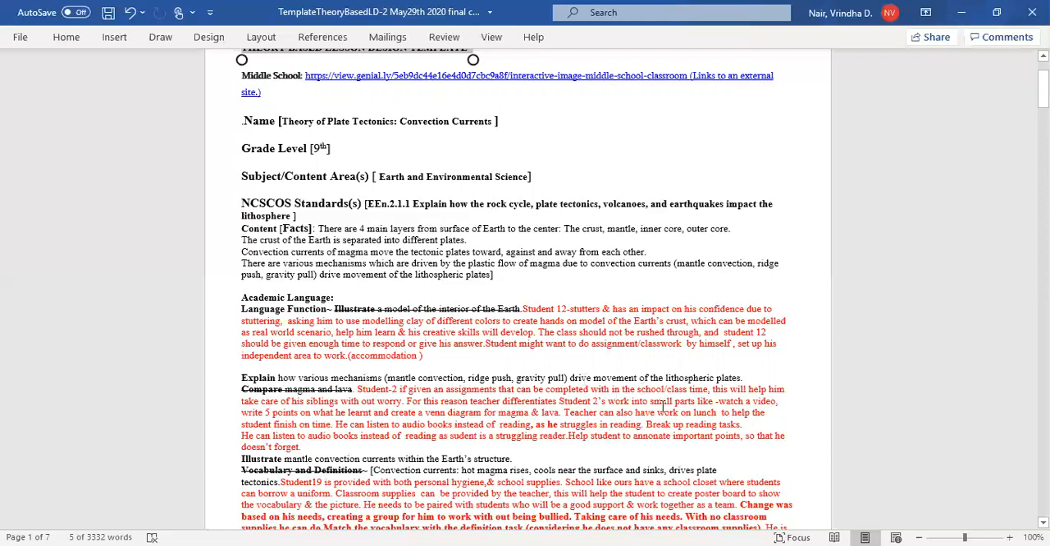Now I have to talk about student number 2. Student number 2 has been given this assignment. He has to explain what a mantle convection is, a ridge push, gravity pull. But then he has so many things connected to him, meaning that he might be having some other issues, problems we do not know.